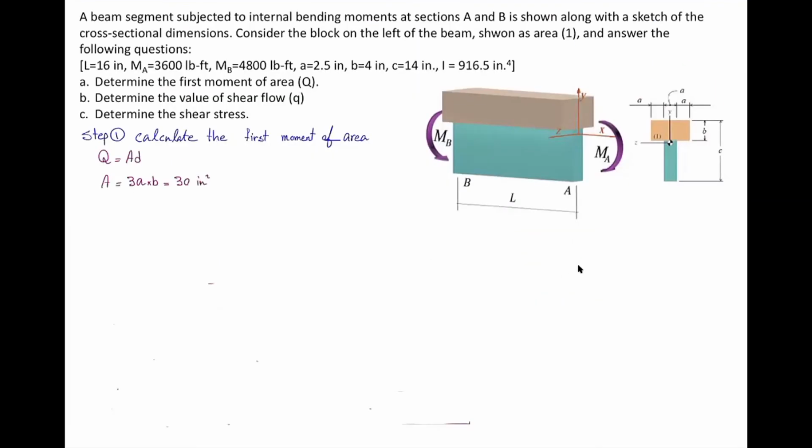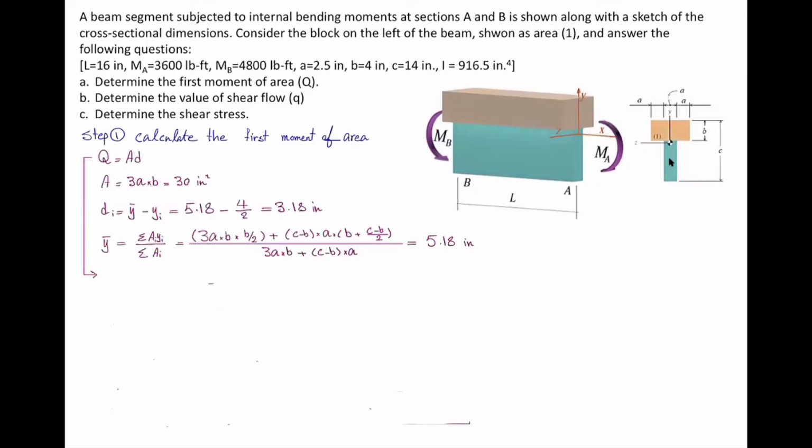Area is going to be 3 times higher than the previous case. D is going to be the same as the previous one. And I'm going to calculate Q, which is 3 times higher than the Q that we got before, because the area is multiplied by 3, D remains the same.